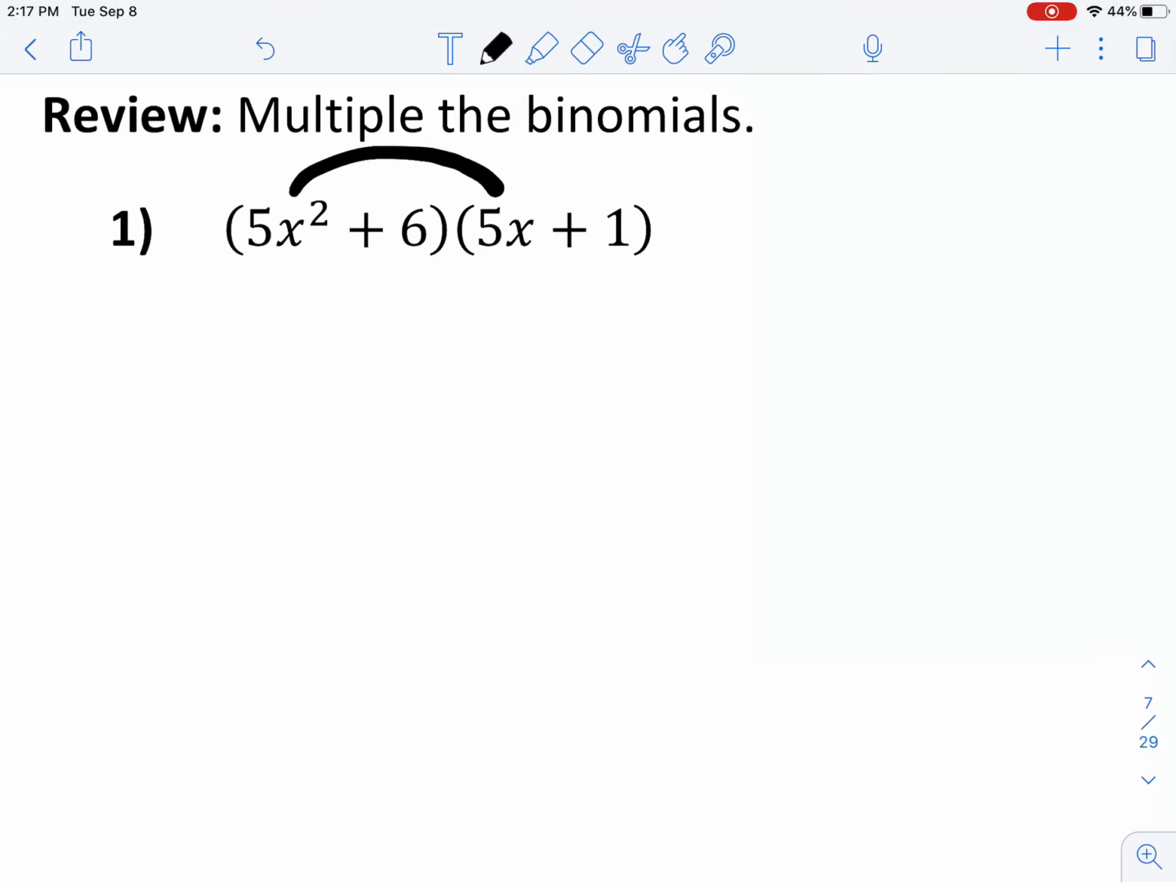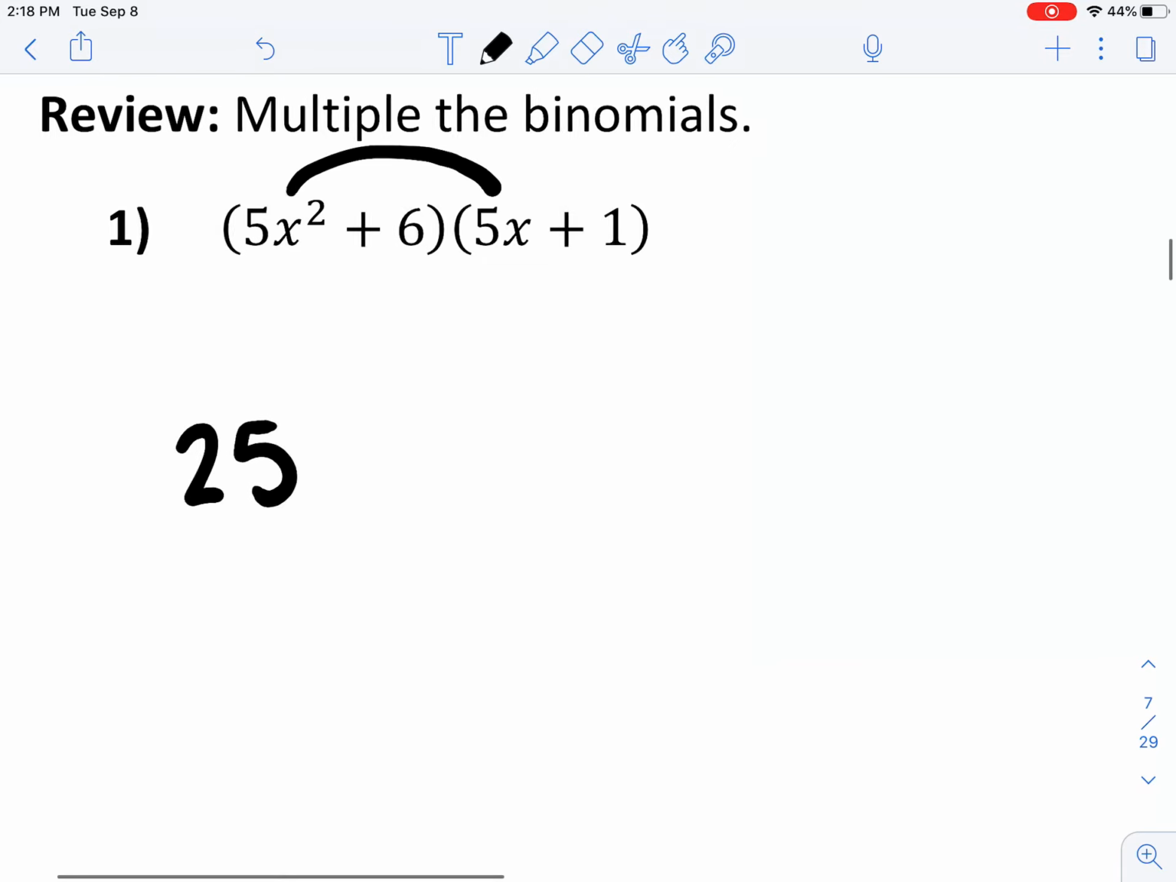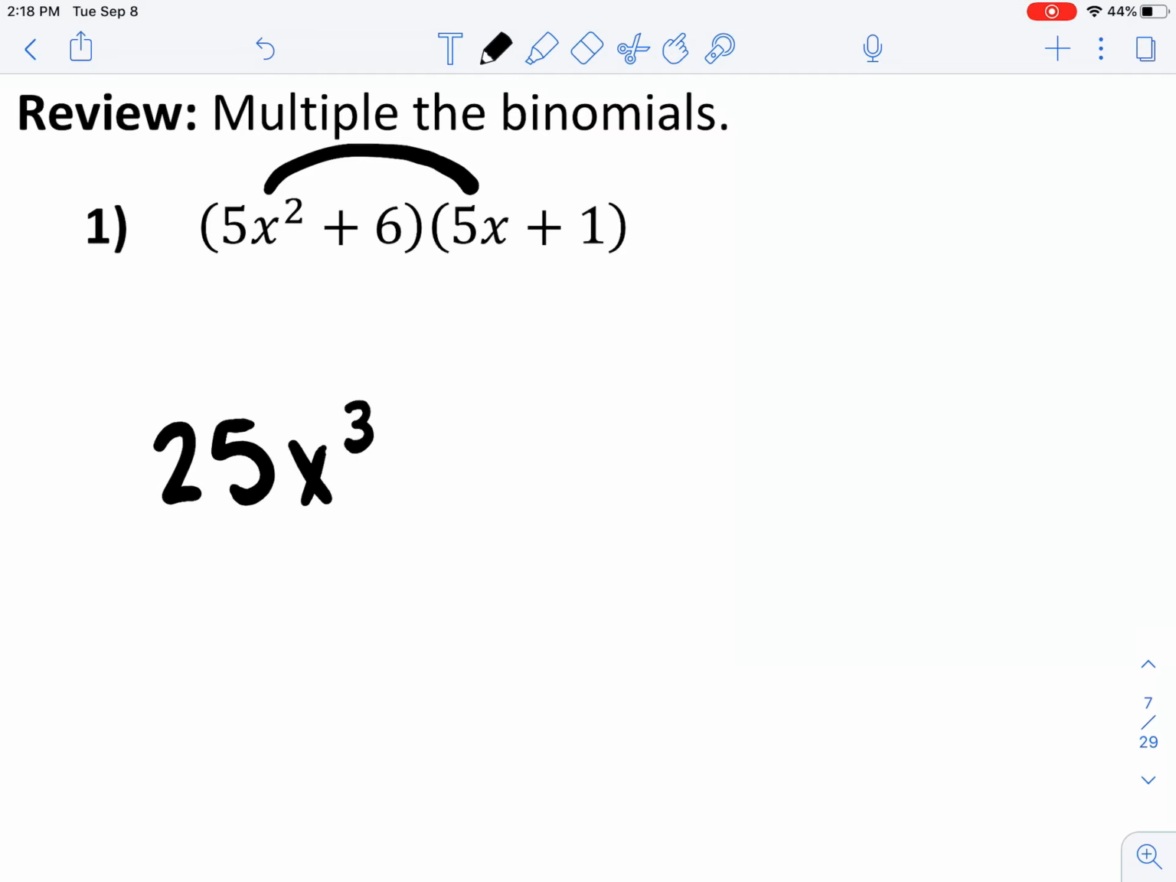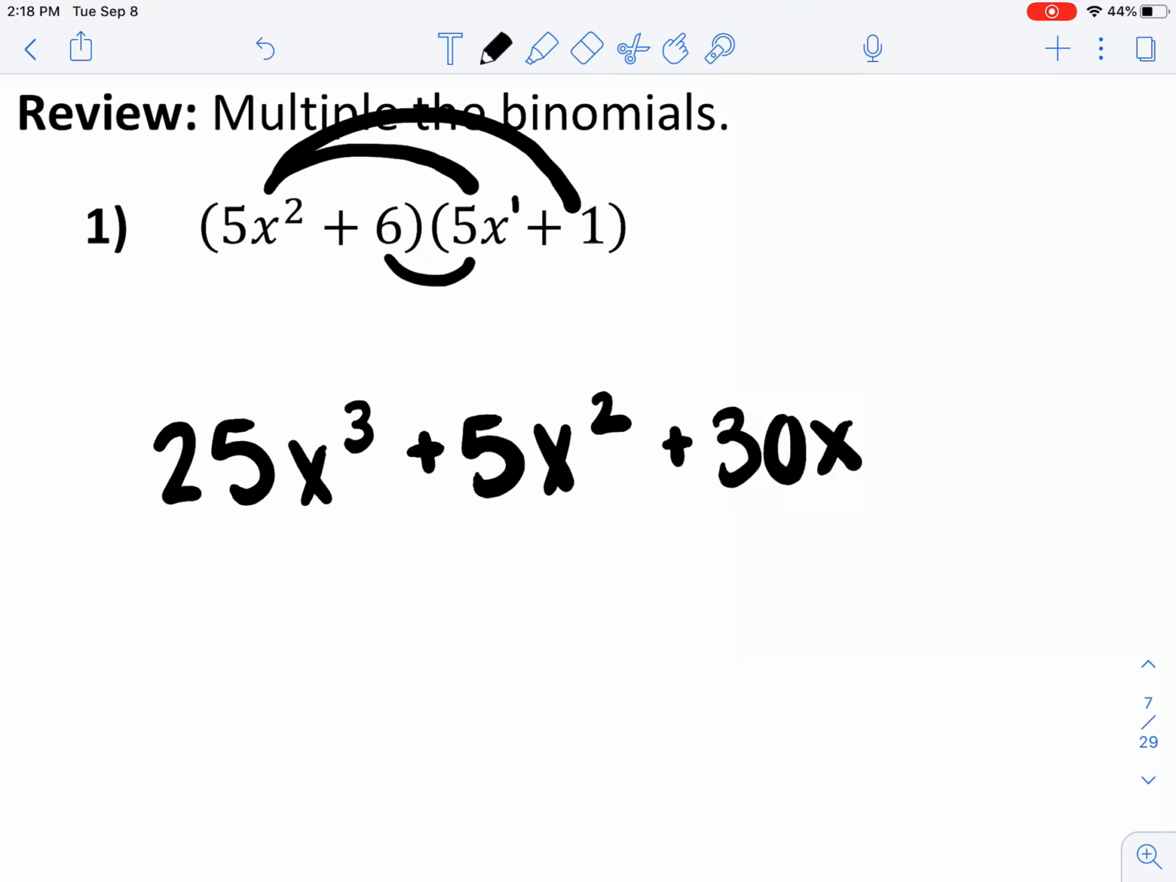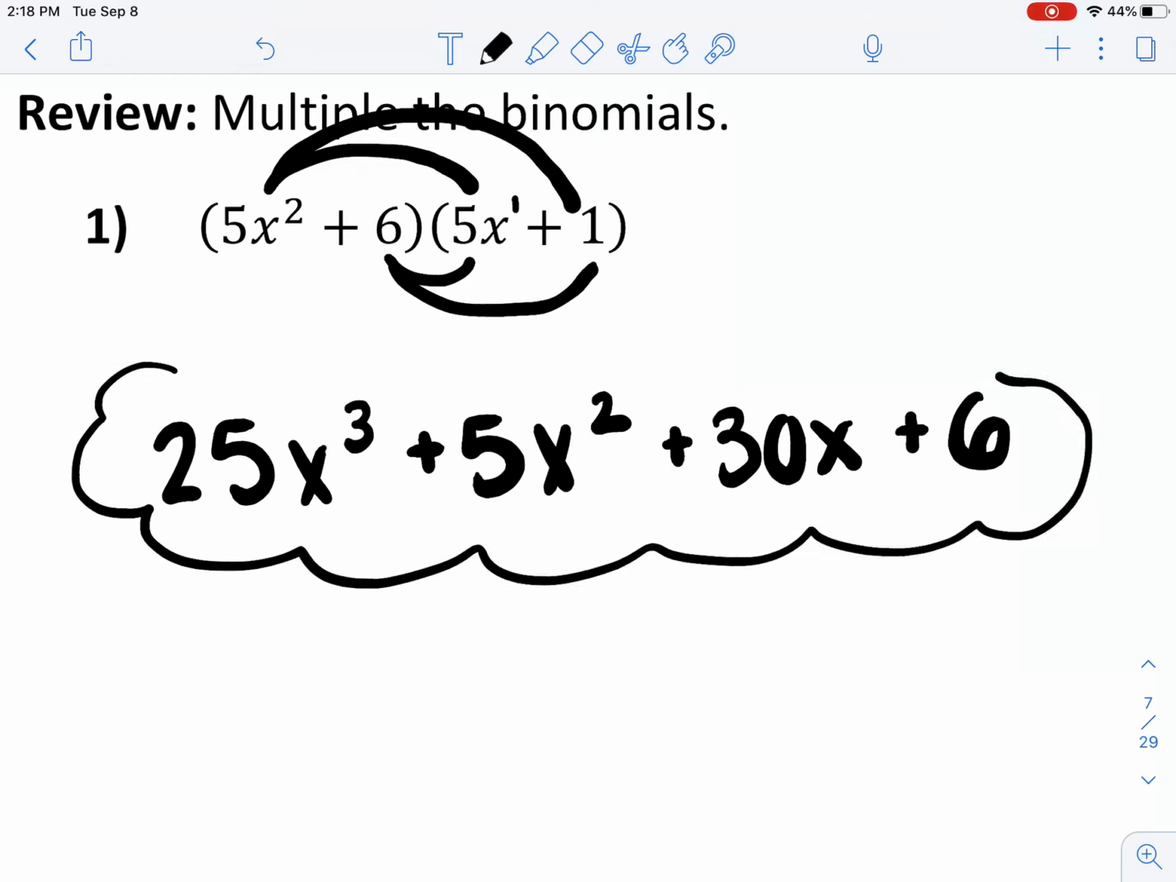So 5x squared times 5x, we are multiplying, so 5 times 5 is 25. And when we're multiplying, we are adding our exponents. So x squared times x is x to the third, because this x has an imaginary 1. Next up, 5x squared times 1. Anything times 1 is itself, so that's just 5x squared. Next up, 6 times 5x is 30x. And finally, 6 times 1 is 6. There are no like terms here because they all have different exponents, so that is your answer.